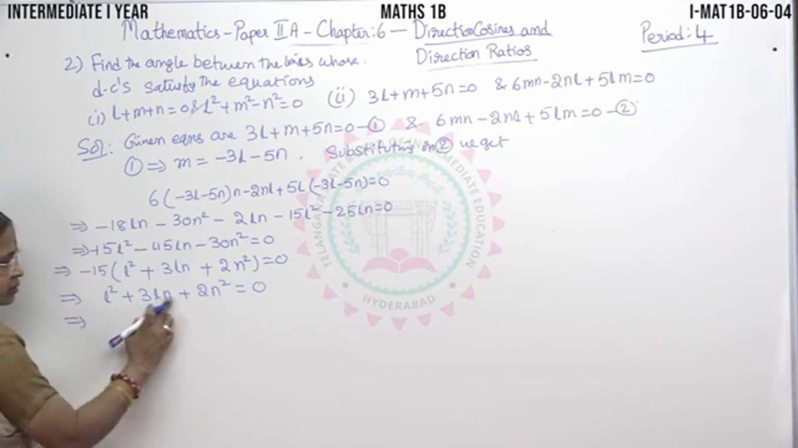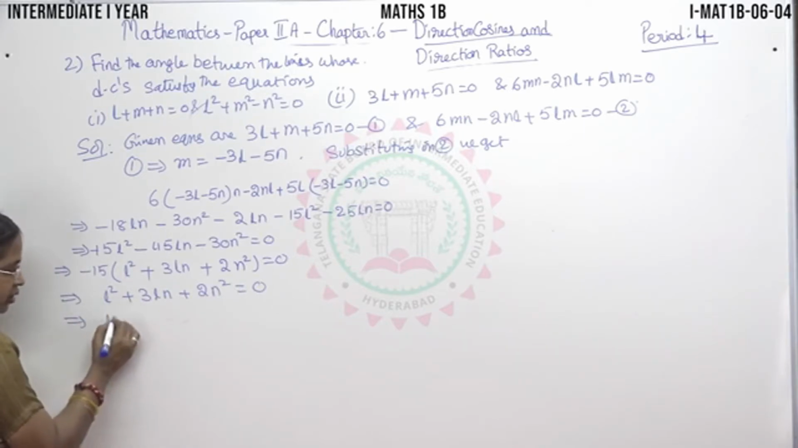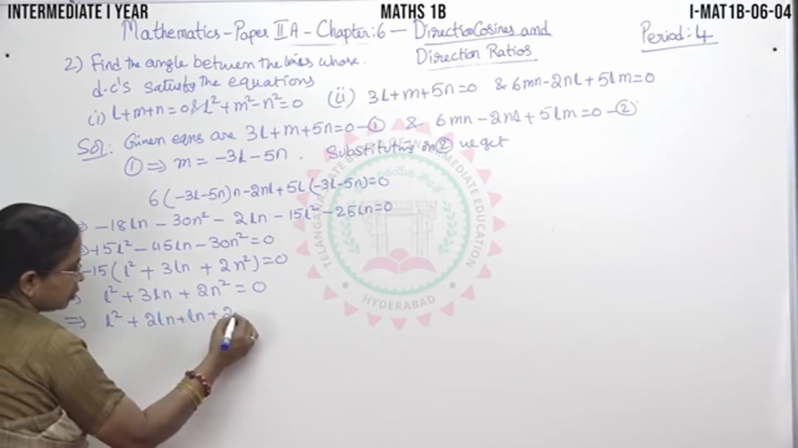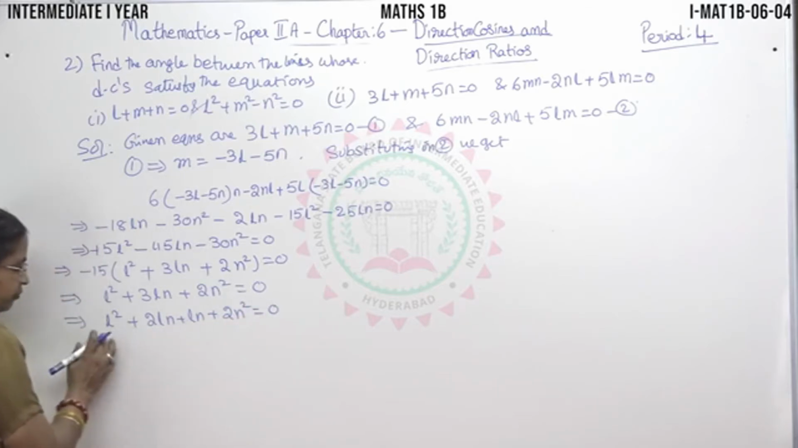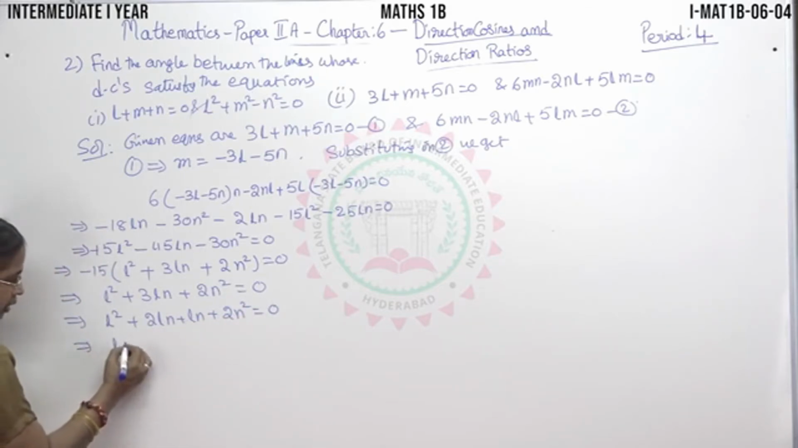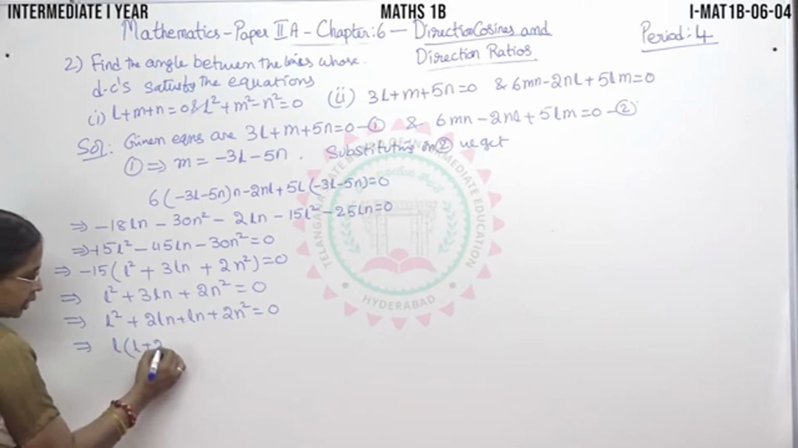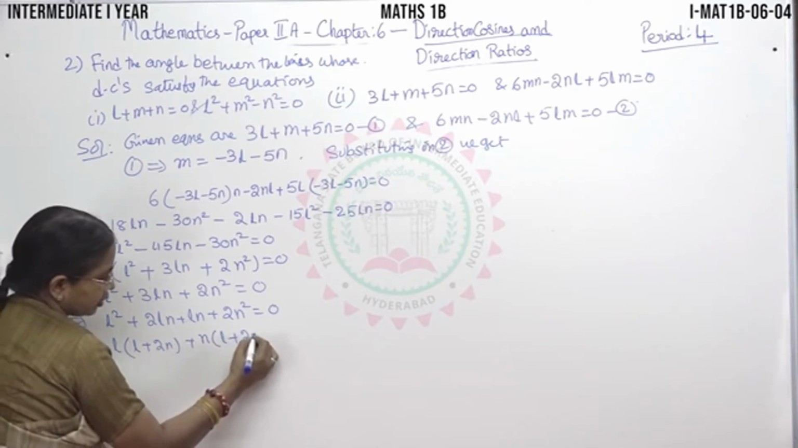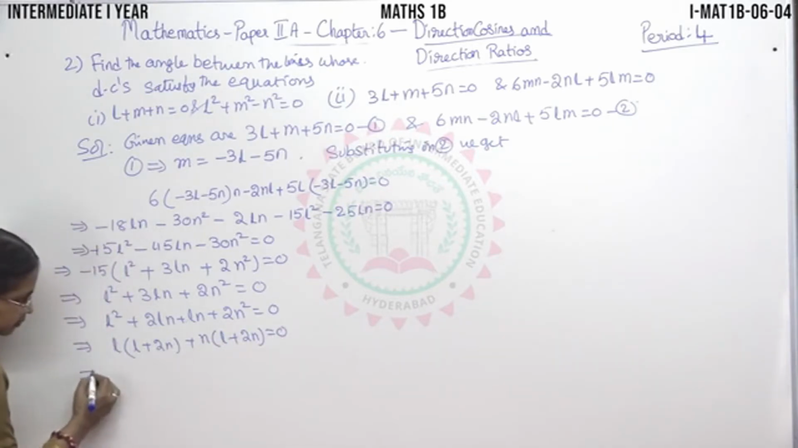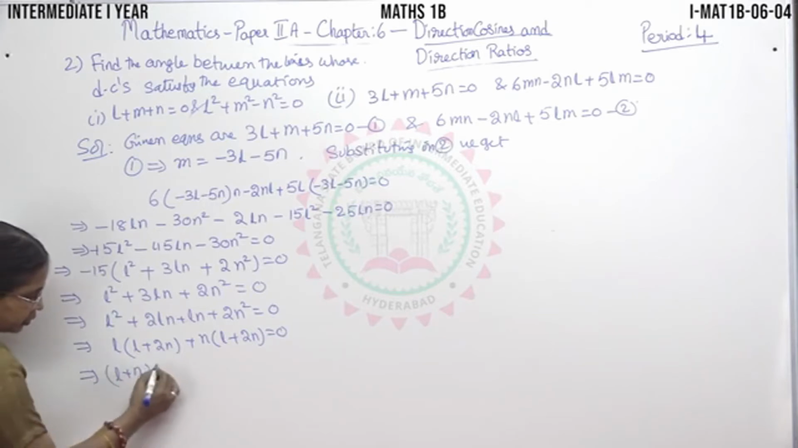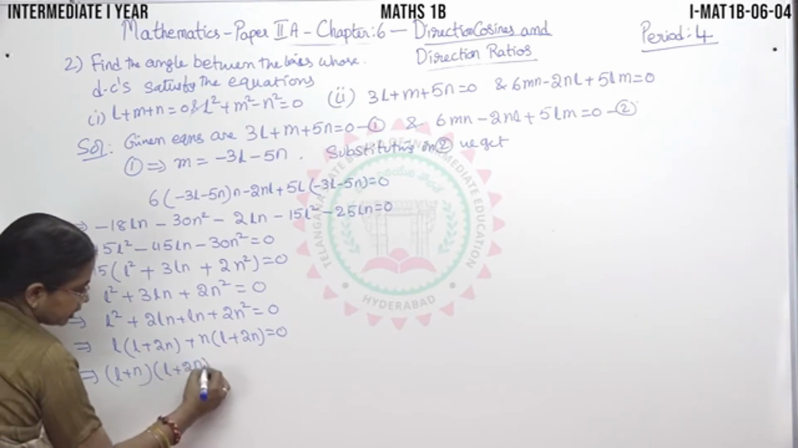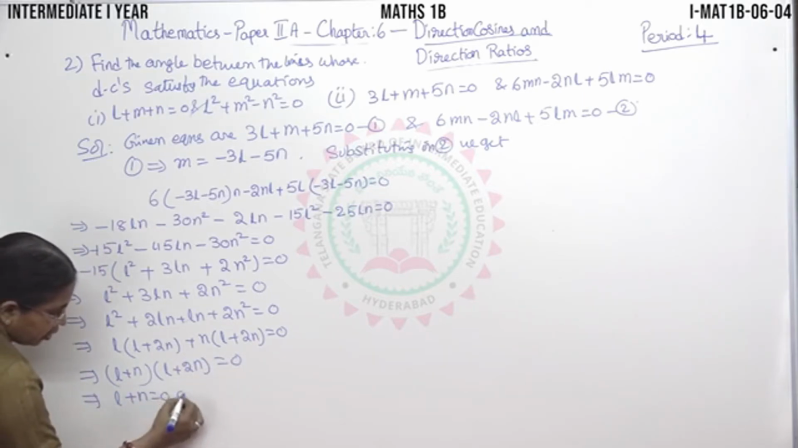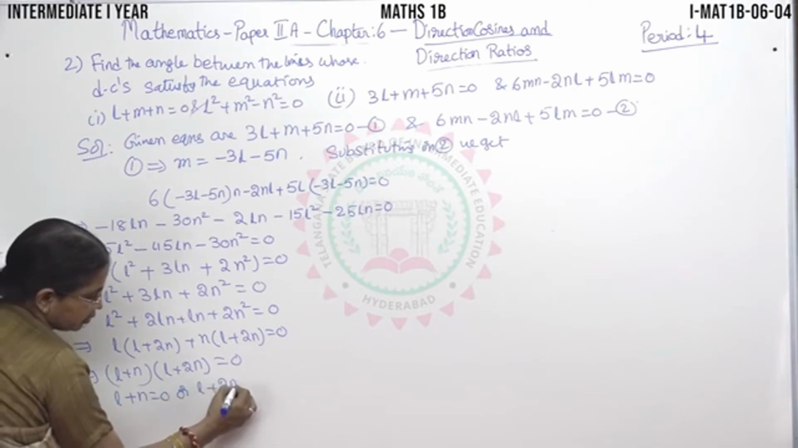Now you find factors. 2 ones are 2, plus 1 you can write. So L square plus 2Ln plus Ln plus 2N square is equal to 0. From these two we'll take L common, then we'll get L plus 2N. And from these two we'll take N common, then we'll get L plus 2N is equal to 0. So that means L plus N into L plus 2N is equal to 0. So it means that L plus N is equal to 0 or L plus 2N is equal to 0.